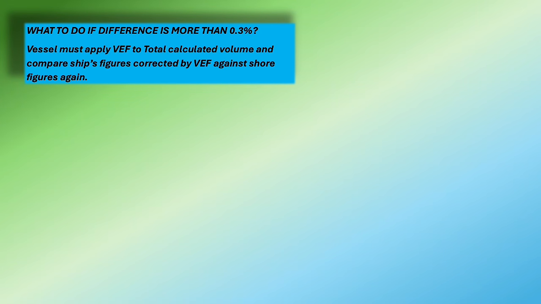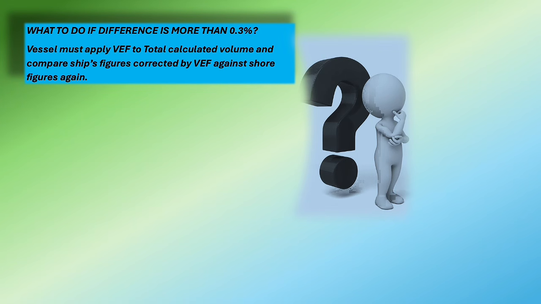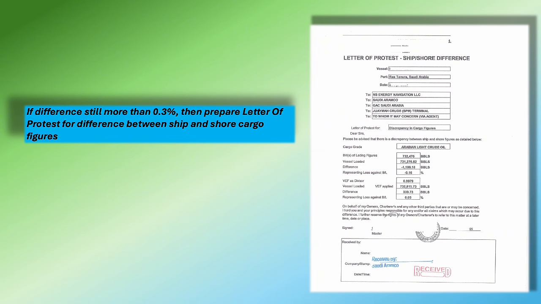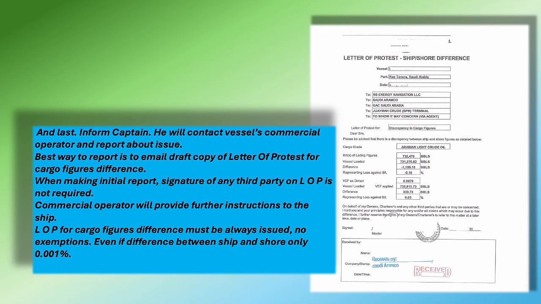What to do if the difference is more than 0.3%? The vessel must apply VEF to total calculated volume and compare the ship's figures corrected by VEF against shore figures again. If the difference is still more than 0.3%, then prepare a letter of protest for the difference between ship and shore cargo figures. And last, inform the captain. He will contact the vessel's commercial operator and report the issue.